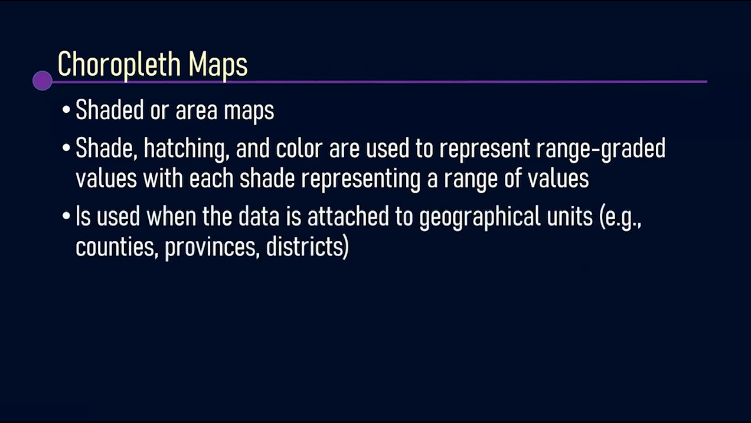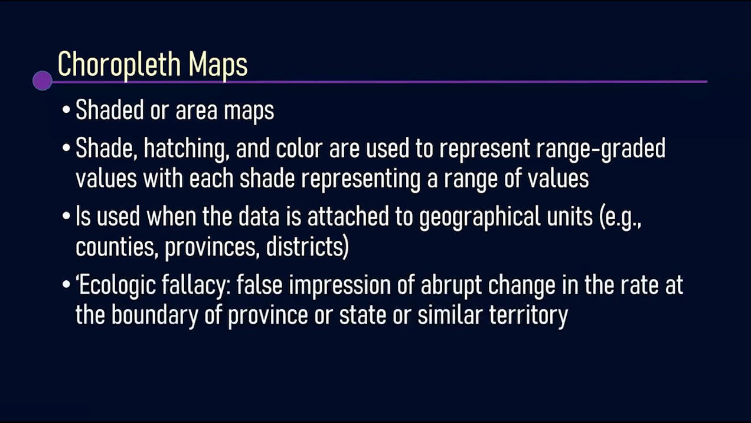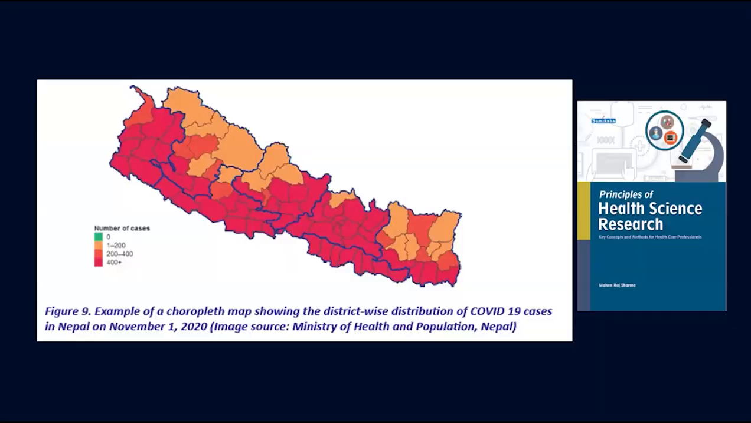And a choropleth map is used when the data is attached to a geographical unit, for example, counties, provinces, districts, or even a country. And there is a term called ecological fallacy, which is nothing but the false impression of the abrupt change in the rate at the boundary of a province or state or similar territory. I have an example in the subsequent slide to better explain this.